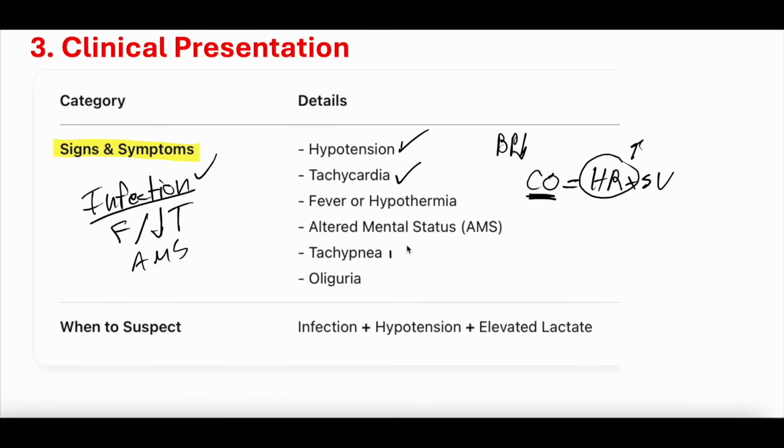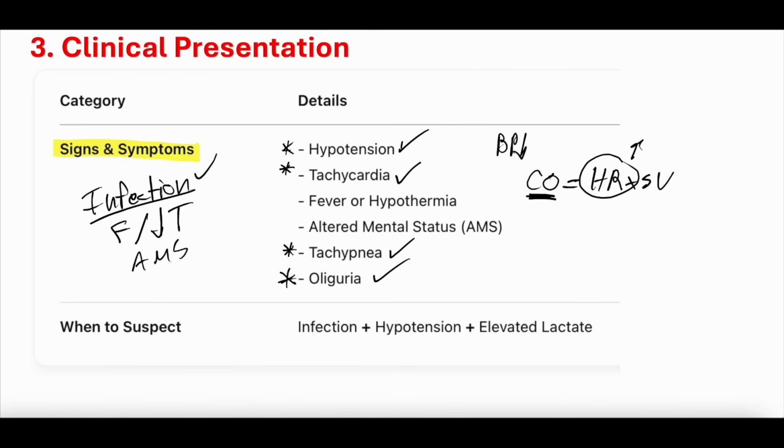And then tachypnea. I always say that when someone is tachypneic without lung pathology, it's a really ominous sign, because it could be suggestive of just overall metabolic demand. Oliguria, or decreased urine output, all these kind of go hand in hand. These are all signs of either compensated or decompensating shock. So signs of infection, as well as signs of blossoming hypotension, blossoming compensated, decompensated shock, all that good stuff.